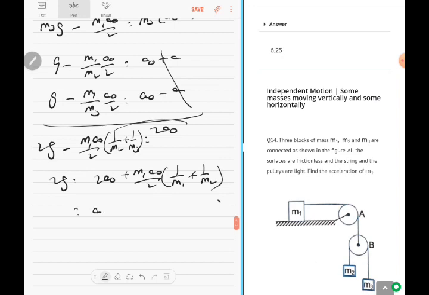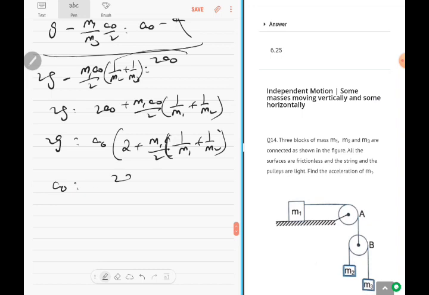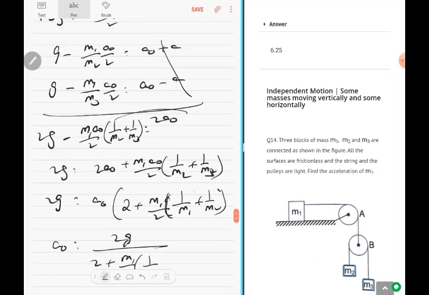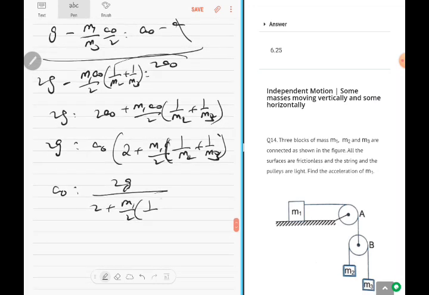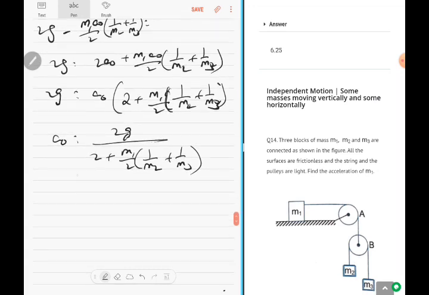So 2a0 plus m1 a0 by 2 into 1 by m1 plus 1 by m2. So from this you can take a0 completely out, or 2 plus m1 by 2 into 1 by m2 plus 1 by m3 is equal to 2g. So a0 itself is 2g by 2 plus m1 by 2 into 1 by m2 plus 1 by m3. But in the options the 2 is not there, so probably they would have cancelled off the 2.